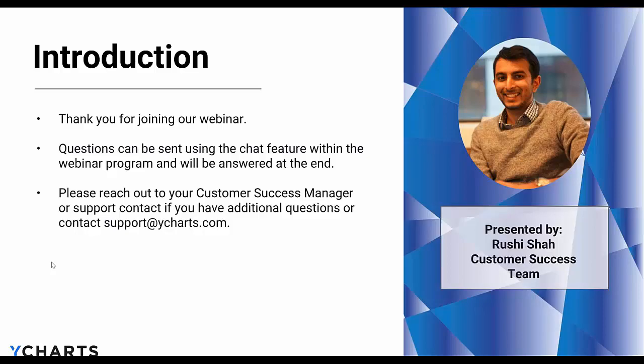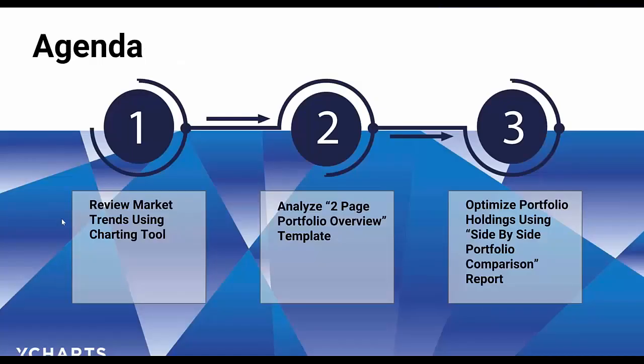So let's get started. Just a little agenda here for today. We're going to start off by talking about market trends using our fundamental charting tool. Next, we're going to go into Excel and really dig into two of our main templates. The first one is the two-page portfolio overview template, and lastly, the side-by-side portfolio comparison report. The really cool thing about both of these is you'll see how our Excel add-in really works, and you'll see how you can optimize your portfolio analysis.